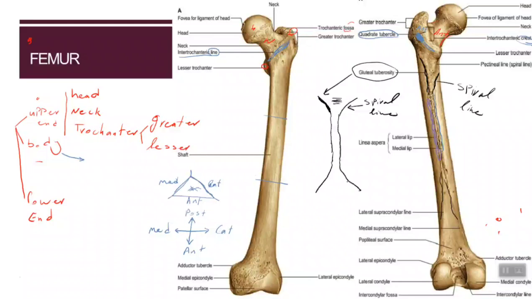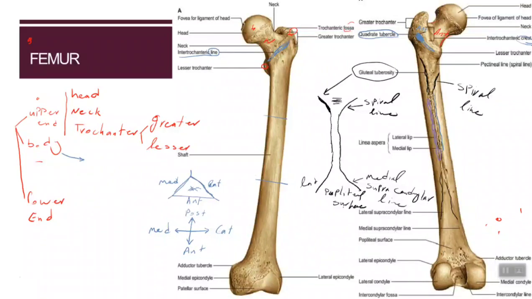We say that these are the lateral supracondylar line and the medial supracondylar line. This is the medial supracondylar line, and this one is the lateral supracondylar line. And here in the lower 1/3, another surface, the fourth surface, is formed. We say that this is a patellar surface. Excuse me, popliteal surface.